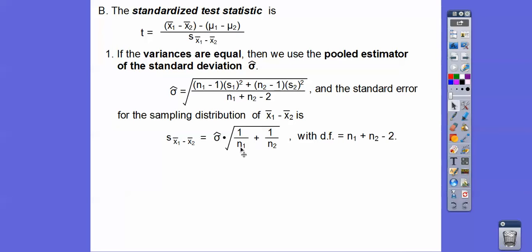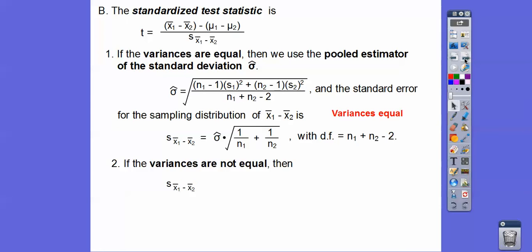Then 1 over sample size 1 plus 1 over sample size 2, and we square root that. And then the degrees of freedom is this denominator right here, so n1 plus n2 minus 2. Now that is when the variances are equal. When they're not equal, there's our standard error right there, and this is what goes in the denominator. So when the variances are equal, we'll do this times this.